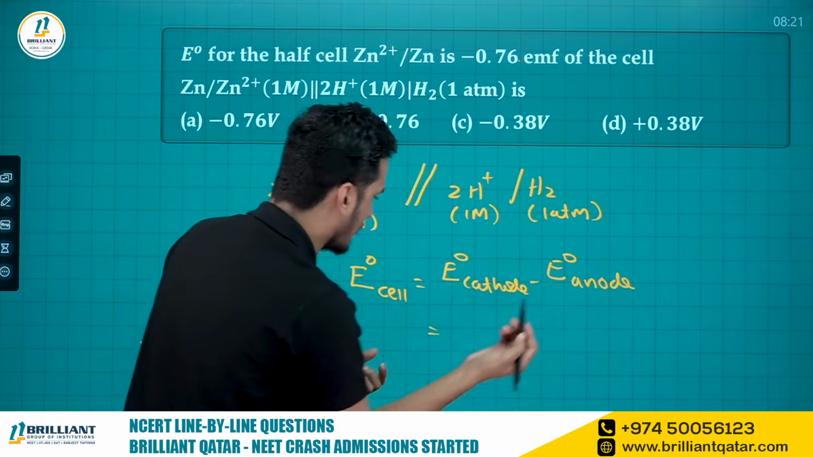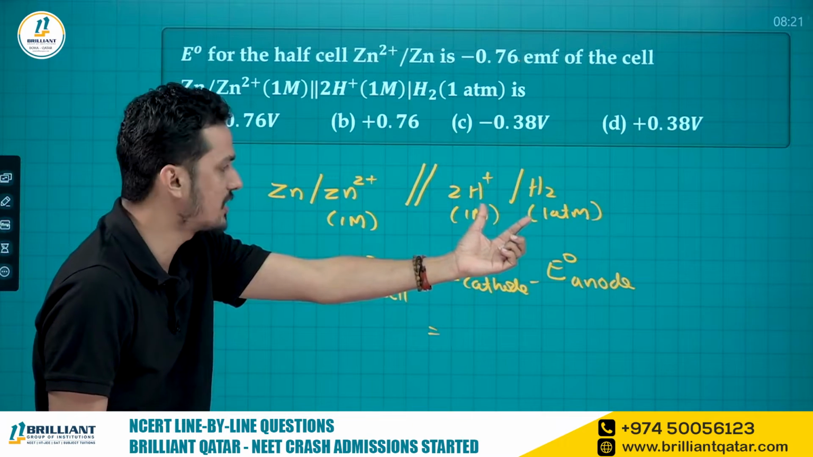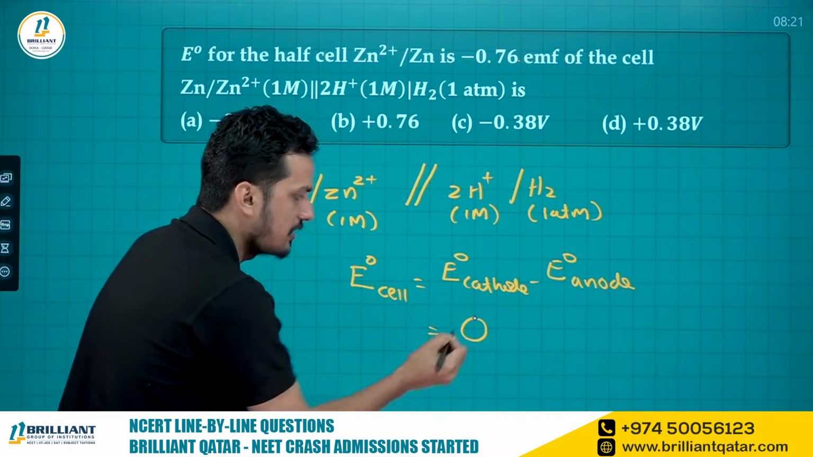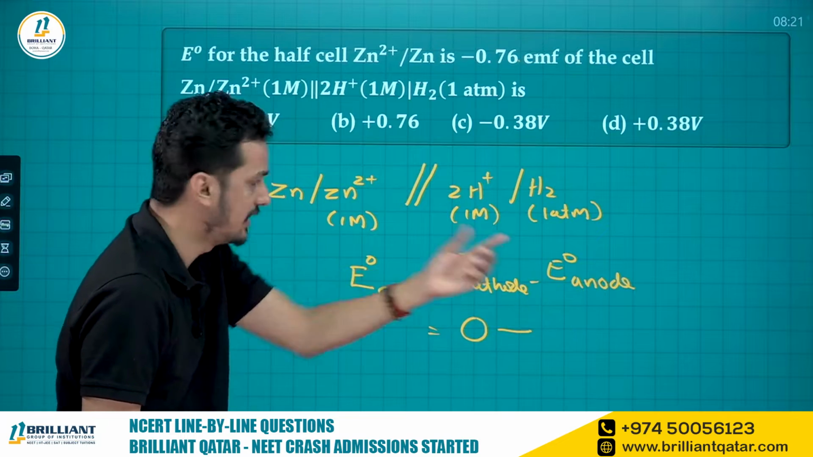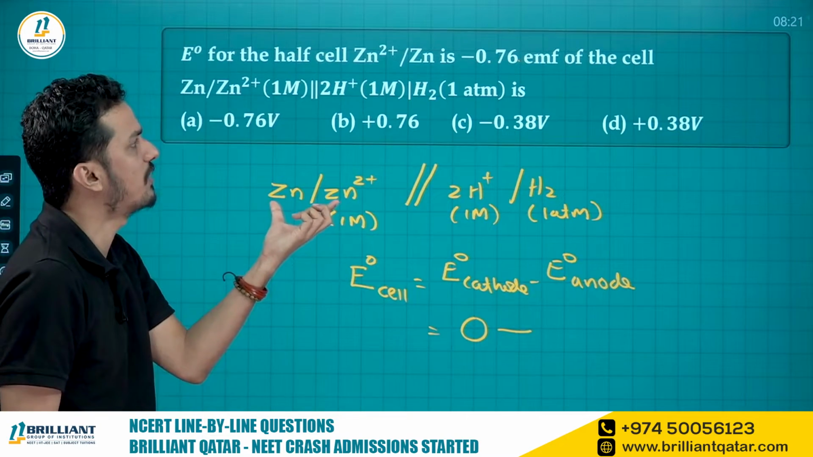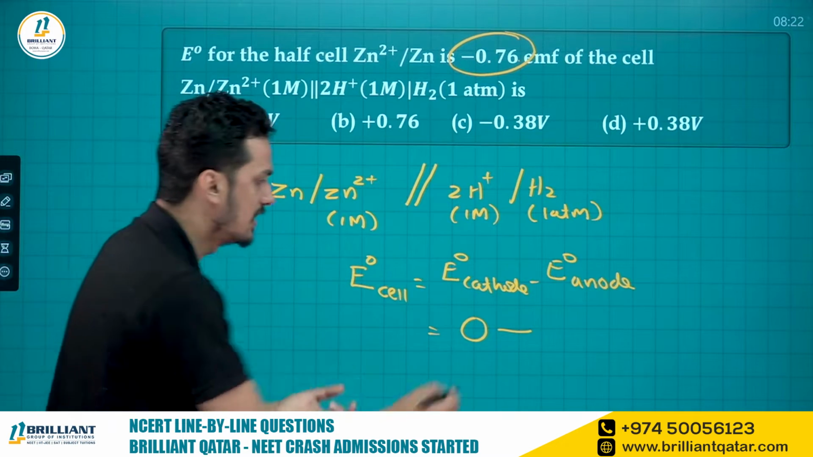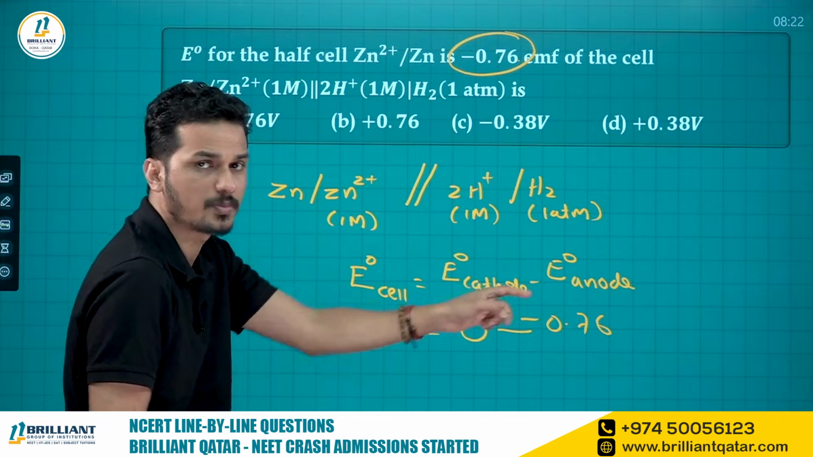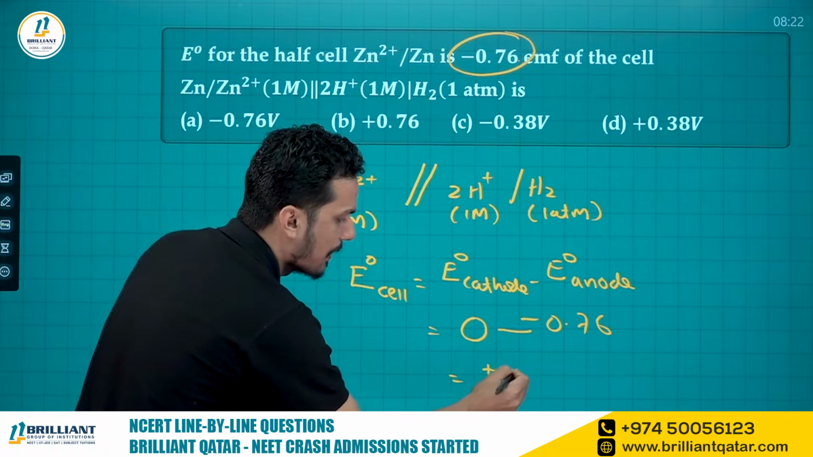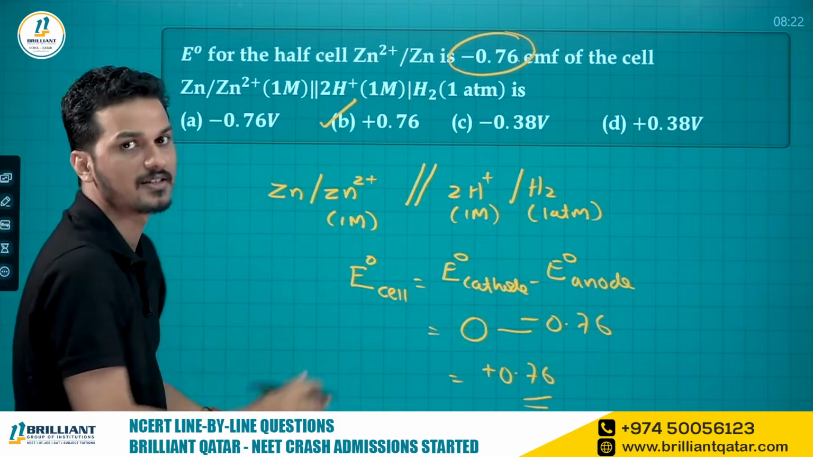What is E0 cathode? Cathode is hydrogen, so for SHE, what's the E0 value? 0, that we know. Minus E0 anode. The anode is zinc bar zinc 2 plus, and the value is already given: minus 0.76. So 0 minus (minus 0.76) equals plus 0.76. So option B is the correct answer.